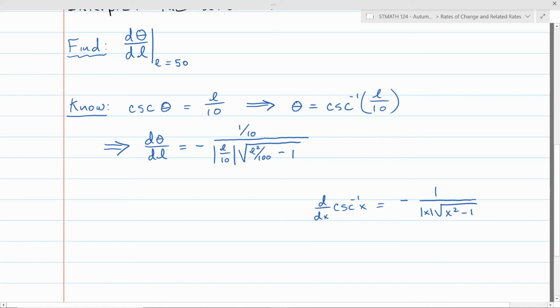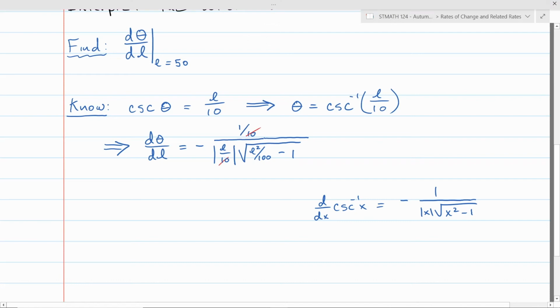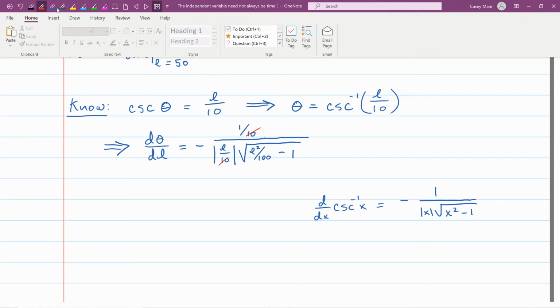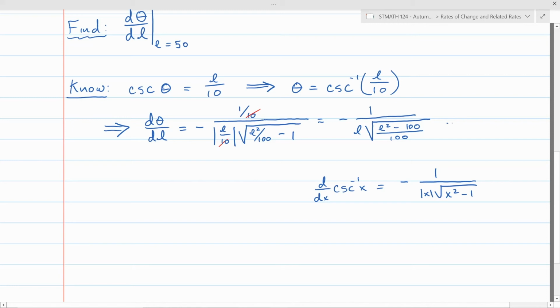So I'll put that 1/10 here in the numerator. And I actually see that these 1/10ths here cancel. And also, I can drop those absolute values on L because L is the length of a chain, which I know is positive. So this just ends up being negative 1 over, let's see, then I got L. And inside that radical, I could get a common denominator and write it like L squared minus 100 over 100. I could take the square root of that 100 in the denominator, and I'd have an L over 10 in the denominator, which I can bring that 10 up to the top, so I end up with negative 10 over L square root of L squared minus 100. Maybe that's a nice way to write it. Okay.